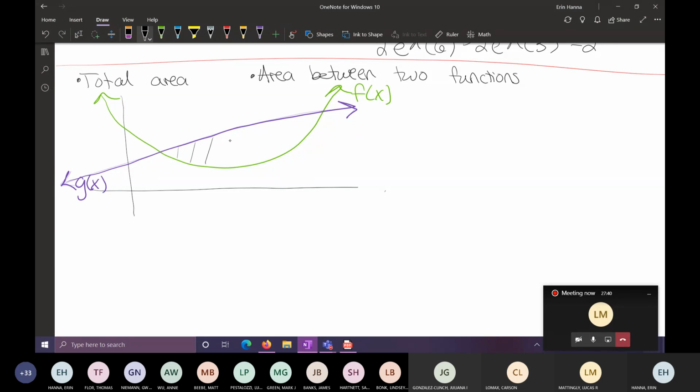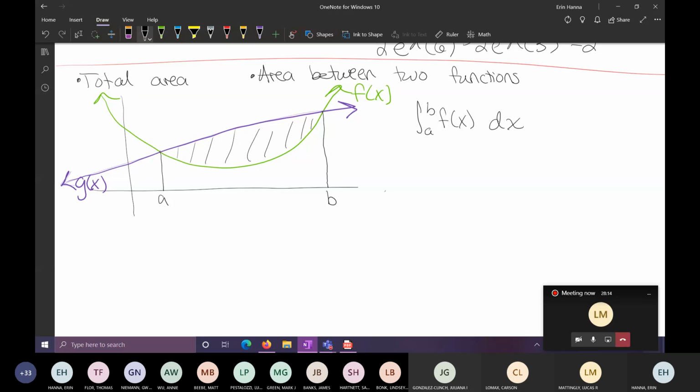And say I asked you to find the area between these two functions. So essentially going between, let's call this a and let's call this b. At this point in time, we only know how to calculate a single integral, right? So if I were to calculate the integral from a to b of f of x, remember that finds me the area underneath of f of x.